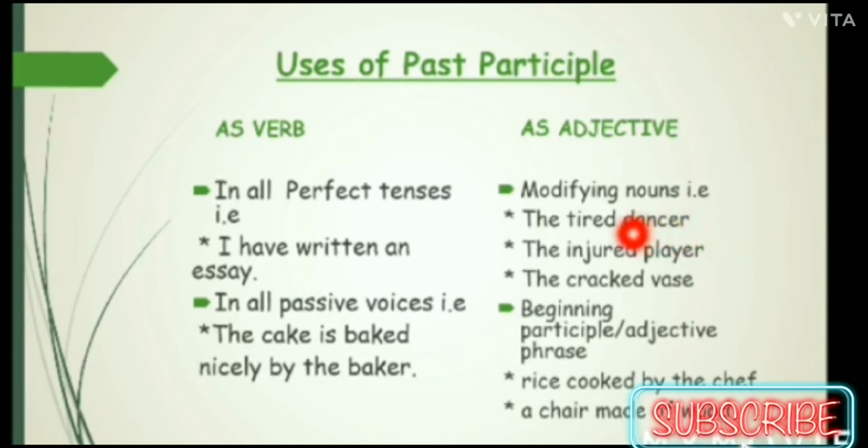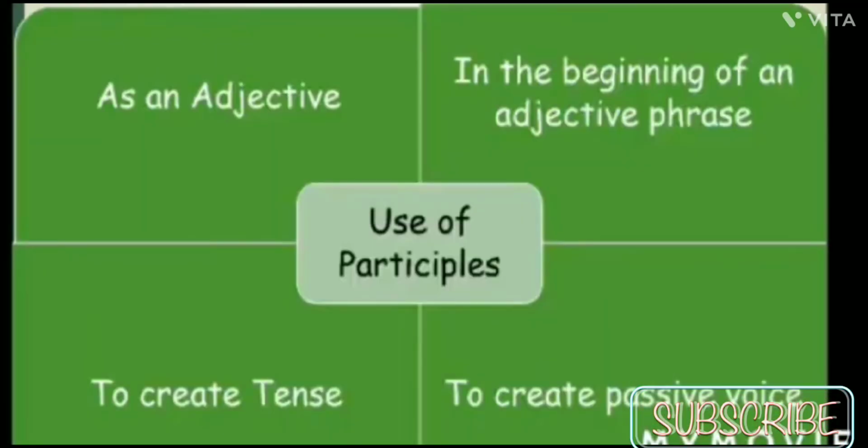Now, past participle as adjective. Like present participle, it is also used to modify nouns like the tired dancer, the injured player, the cracked vase. In these examples, tired, injured, and cracked are past participles, and they are modifying dancer, player, and vase respectively. Like present participle, past participle is also used to begin participle or adjective phrases. For example, rice cooked by the chef. Now, cooked by the chef is a participle phrase modifying rice. In the next example, a chair made of wood. Now, made of wood is an adjective or participle phrase modifying chair.